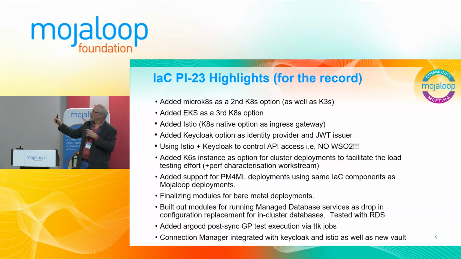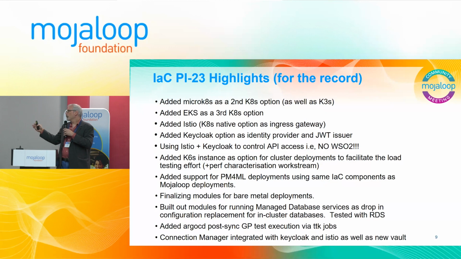All right, just highlighting what we've done in this PI. We've added MicroK8s as a second Kubernetes option, in addition to K3s. We added EKS as a third K8s option. We got rid of WSO2 and added Nginx and added Istio. We've brought in Keycloak, as I mentioned, for JWT issuing as well as identity provider, and ditched WSO2.